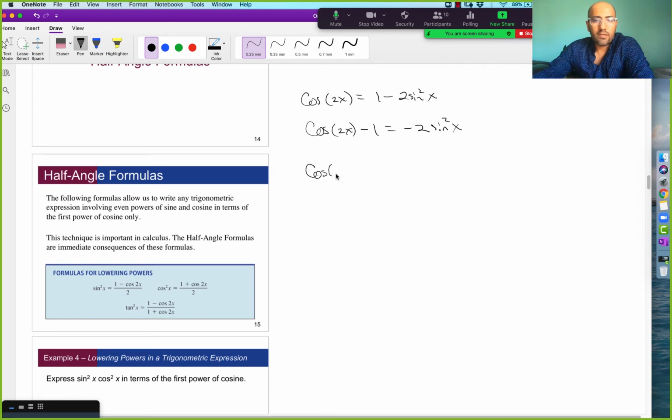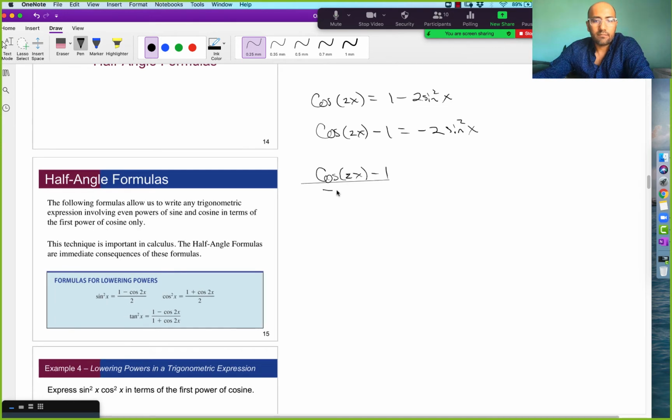So we get cosine 2x minus 1 divided by negative 2 equals sine squared x.